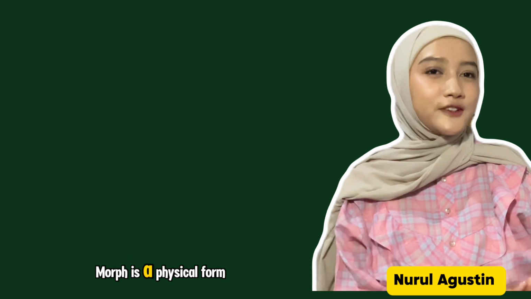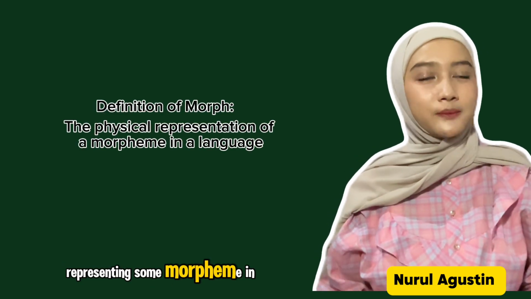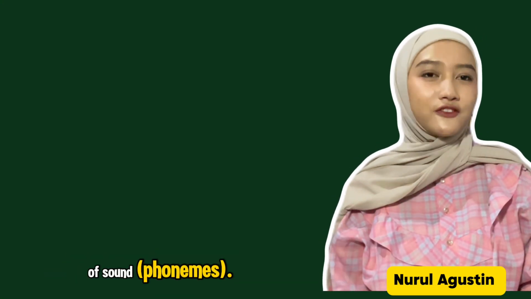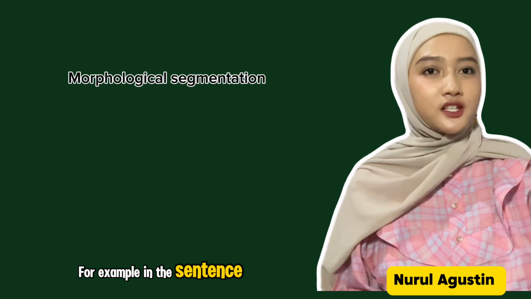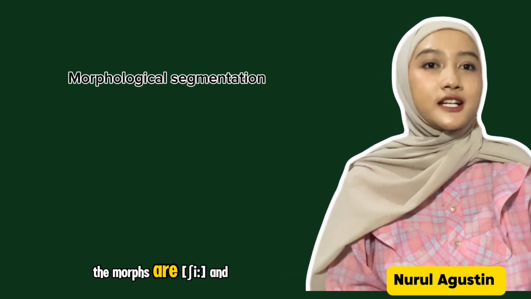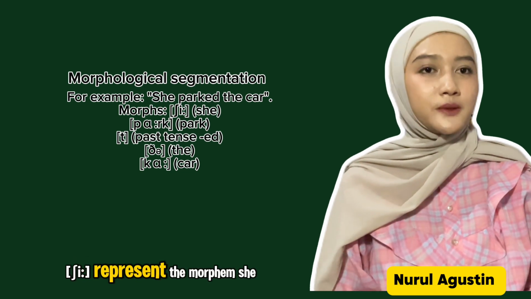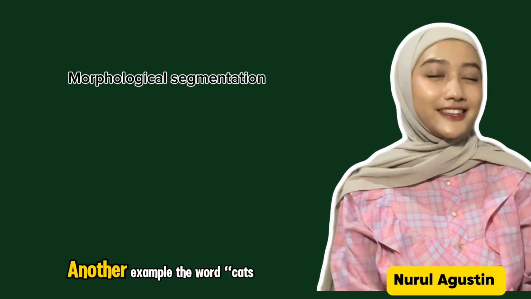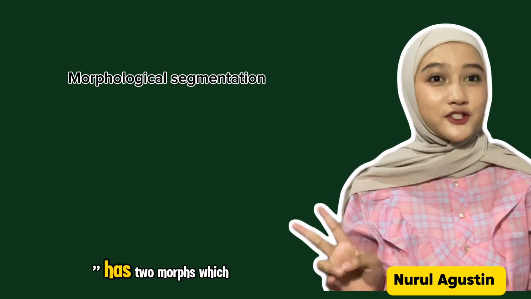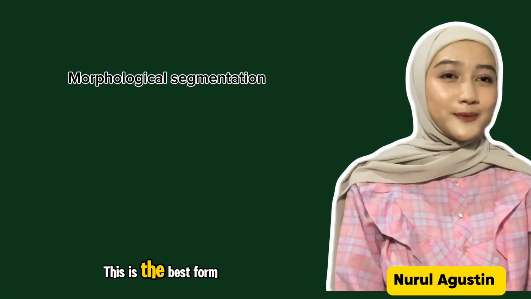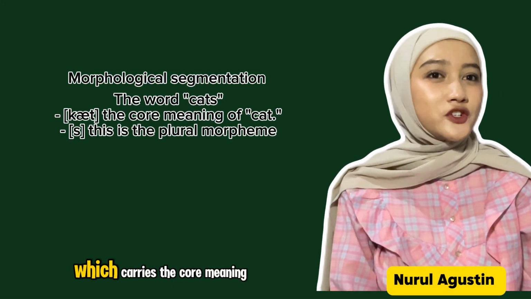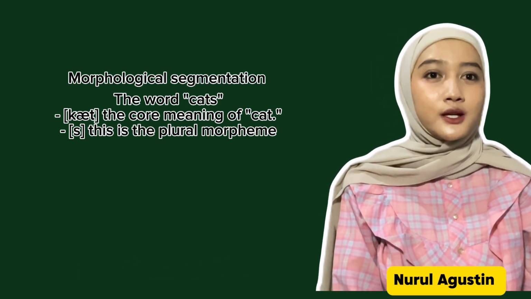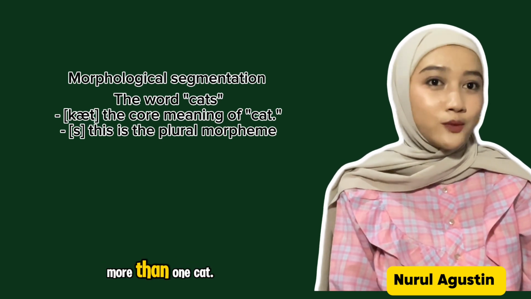Morph is a physical form representing some morpheme in a language. It is a recurrent distinctive sound, phoneme, or sequence of sounds, phonemes. For example, in the sentence, she parked the car, the morphs are she and park. She represents the morpheme she, park represents the verb morpheme park. Another example, the word cats has two morphs, which are cat, this is the base form or root morpheme, which carries the core meaning of cat, and -s, this is the plural morpheme, which indicates that there is more than one cat.